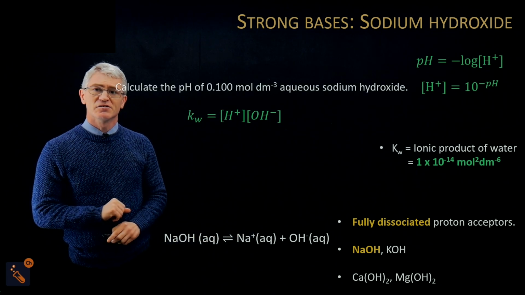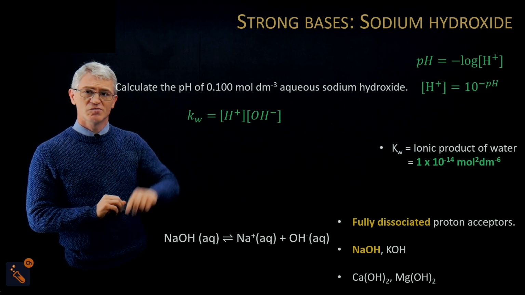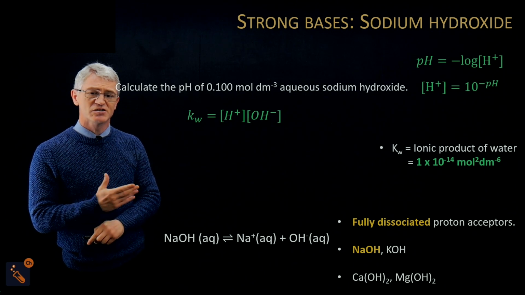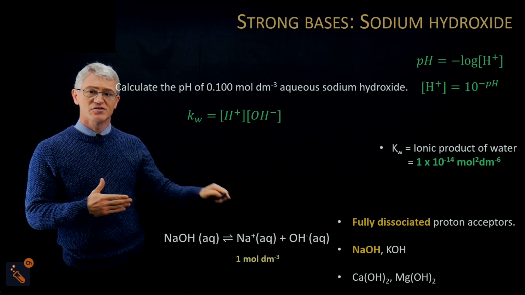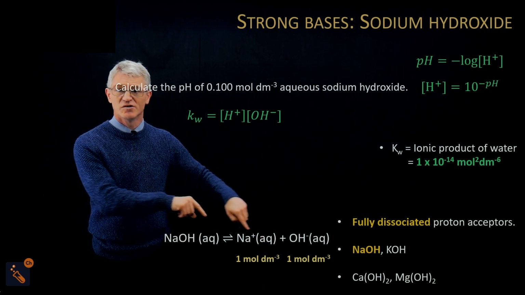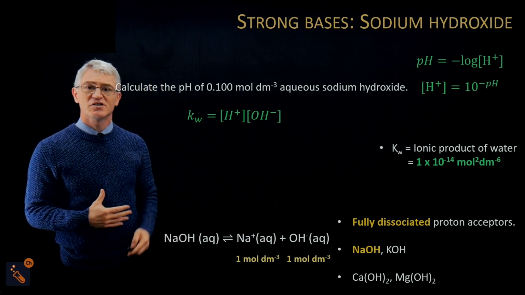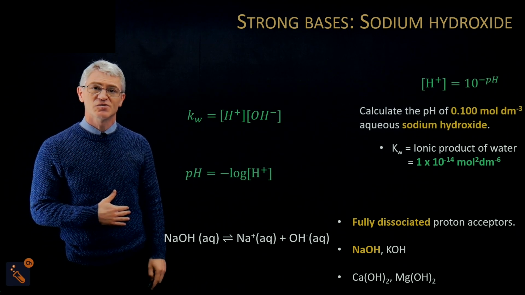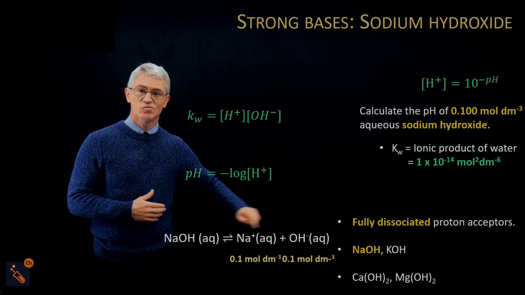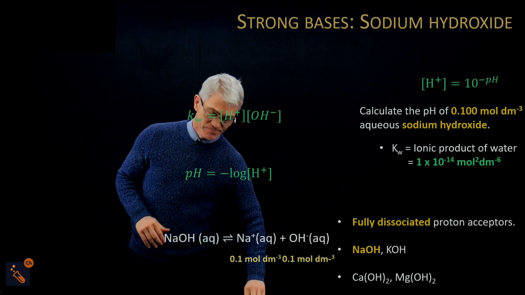So if we put a question up, 0.1 mole per decimeter cubed sodium hydroxide. Remember, it's fully dissociated. So if, for example, we start off with 1, we go 1 and 1. But we're not starting off with 1, we're starting off with 0.1, which means we'll have 0.1 of that and 0.1 of that.